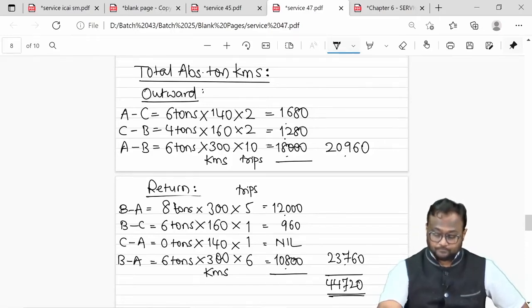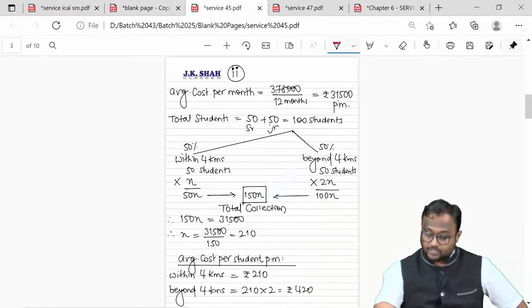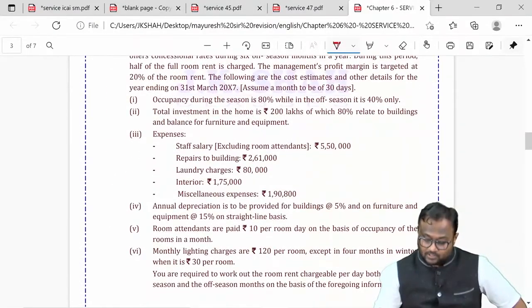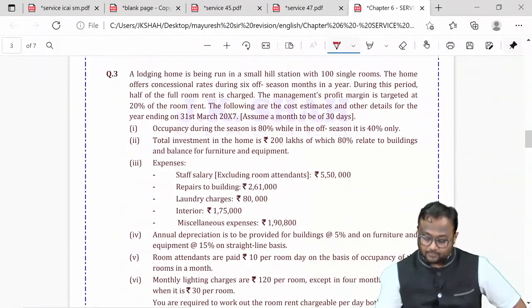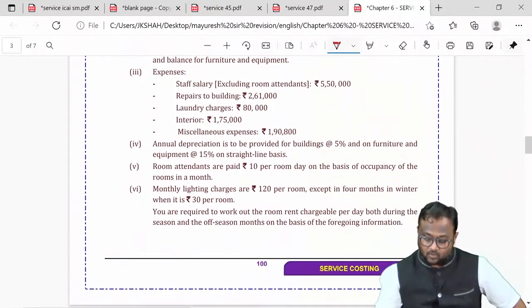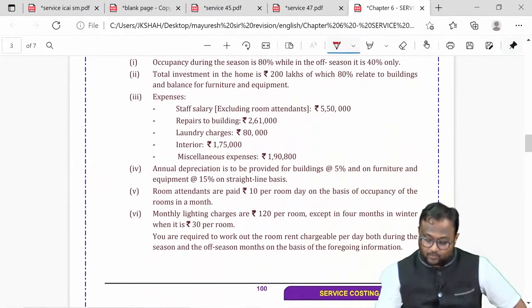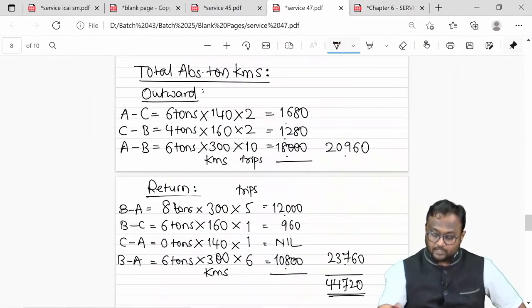This was the important part in question number 2. Question number 3 was quite simple. It was about the hotel. Two important factors. One is how to calculate room rent.